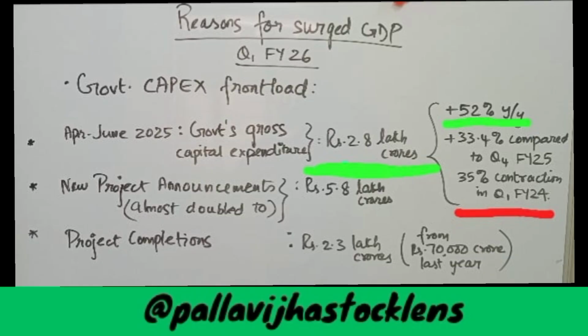Is it really 52% growth, or really 52% expansion? No. Is it organic? No. Why? Because in Q1 of FY25, the government was not able to spend on Capex because of the Lok Sabha elections. There was a contraction in growth. There was a contraction of 35%, because of which this growth of 52% is showing substantially higher. So it is not an organic growth. It is not an organic contribution to GDP.